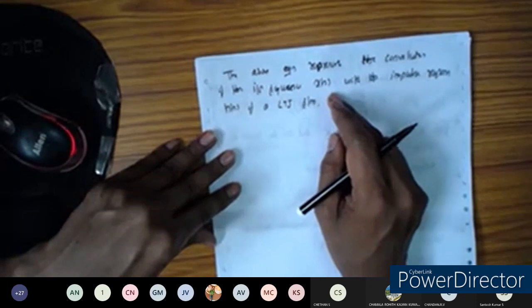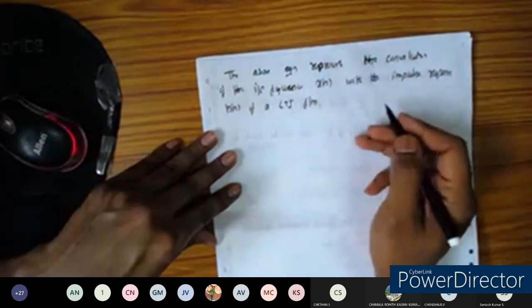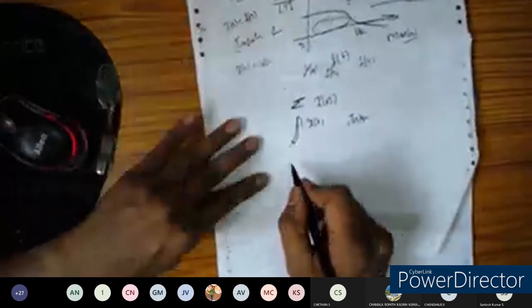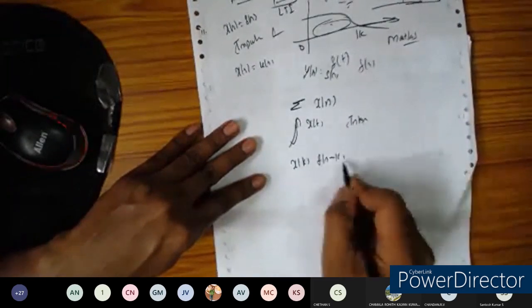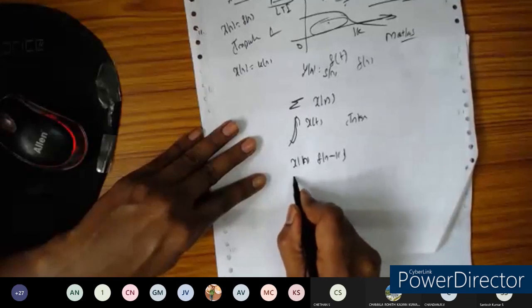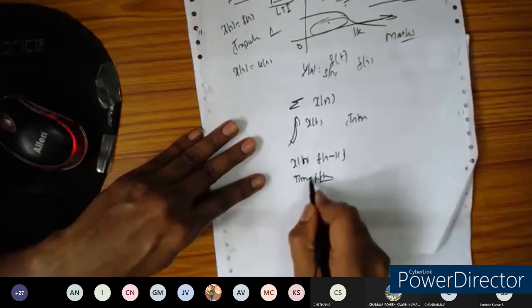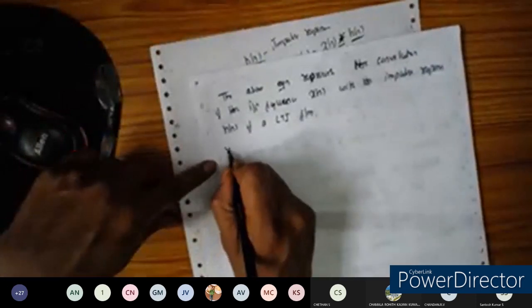Now we have already seen the impulse function, and for the impulse function we have seen many properties. One is called the product property, that is x of n into delta of n minus k, and also the time shifting property we have seen here. So one more property, called the convolution property of the impulse function, is there. This is very, very important here.